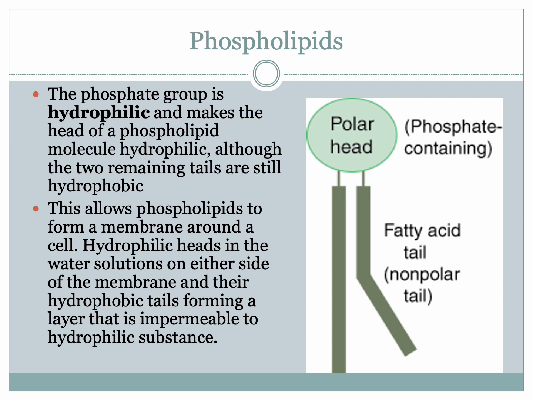The phosphate group is hydrophilic and it makes the head of the phospholipid molecule hydrophilic, although the 2 remaining tails are still hydrophobic. This allows phospholipids to form a membrane around the cell, with hydrophilic heads in the water solutions on either side of the membrane and their hydrophobic tails forming a layer that is impermeable to hydrophilic substances.